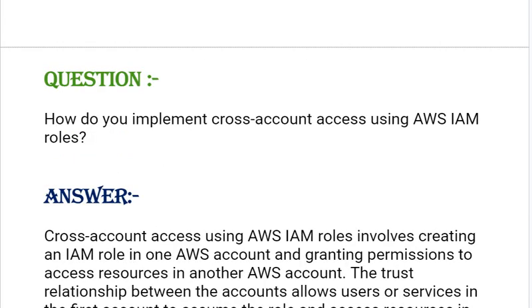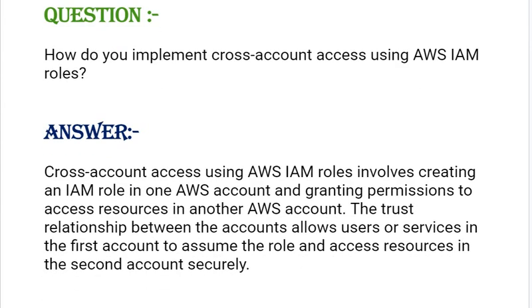Our next interview question is, how do you implement cross-account access using AWS IAM roles? Your answer should be cross-account access using AWS IAM roles involves creating an IAM role in one AWS account and granting permissions to access resources in another AWS account. The trust relationship between the accounts allows users or services in the first account to assume the role and access resources in the second account securely.